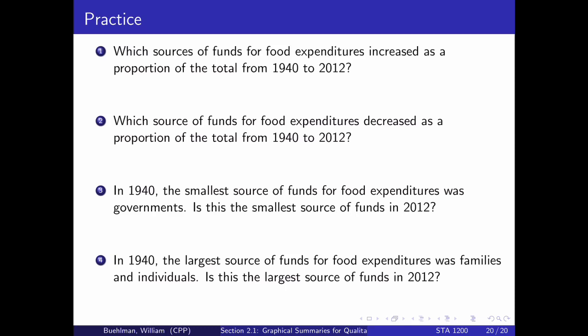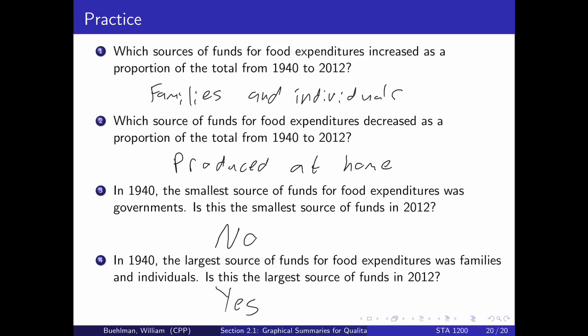In 1940, the smallest source of funds for food expenditure was governments. Is it still the smallest source in 2012? In 1940, the largest source for food expenditures was families and individuals. Is it still the largest source in 2012? So go ahead, pause the video here. Answers will be displaying in 3, 2, 1.